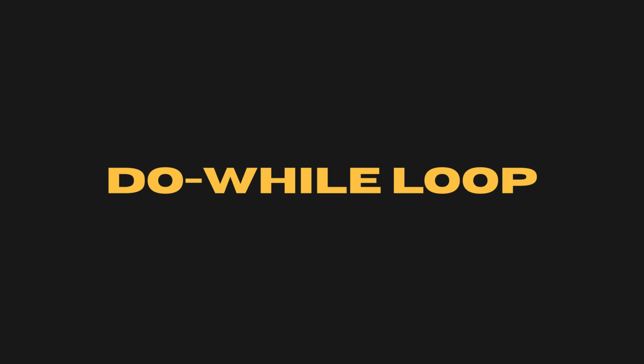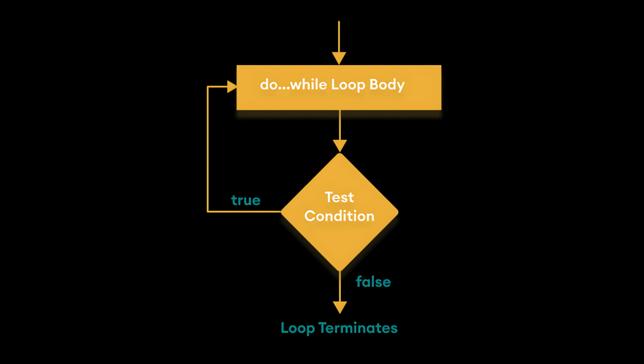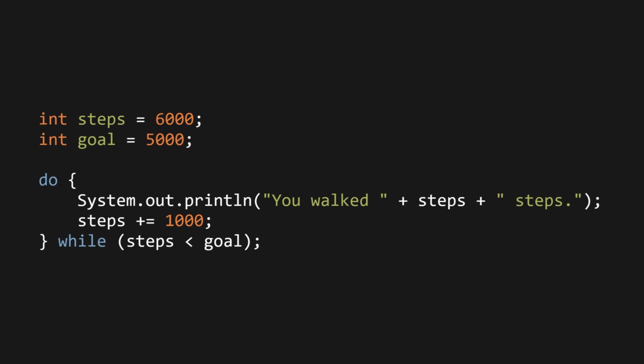Do while loop. It's a special loop. It runs the code at least once even if the condition is false, because it checks the condition after running. Example, int steps = 6000, int goal = 5000. Here the goal is already met, but still we are doing the do while loop. Do System.out.println("You walked " + steps); steps += 1000; while steps < goal.